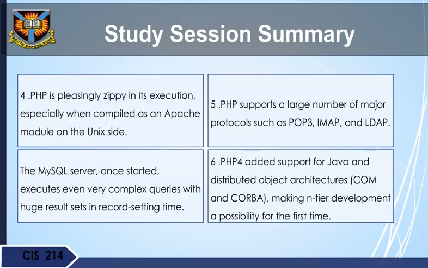4. PHP is pleasantly zippy in its execution, especially when compiled as an Apache module on the Unix side. The MySQL server, once started, executes even very complex queries with huge result sets in record-setting time. 5. PHP supports a large number of major protocols such as POP3, IMAP, and LDAP. 6. PHP 4 added support for Java and distributed object architectures COM and CORBA, making enterprise development a possibility for the first time.